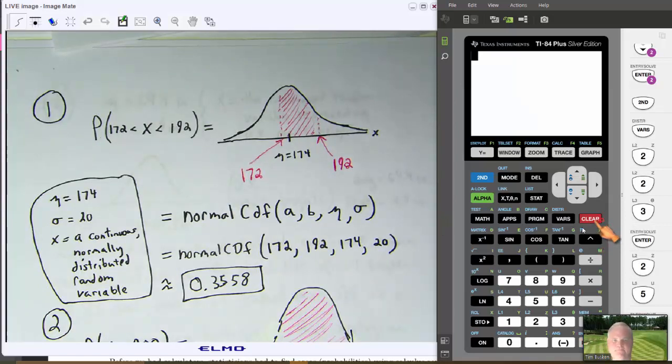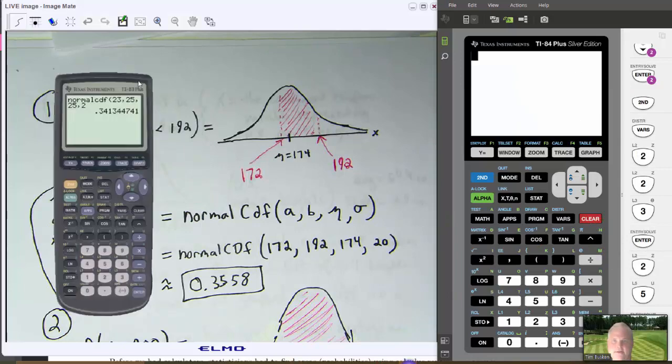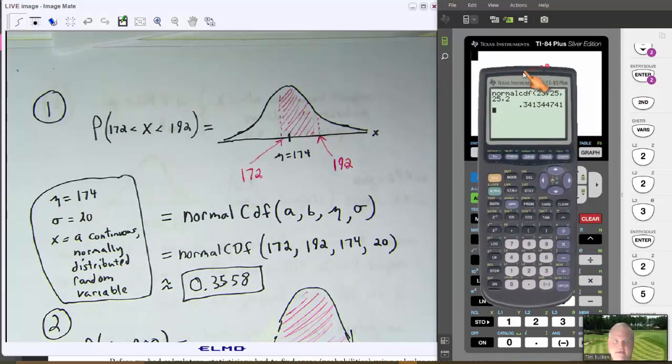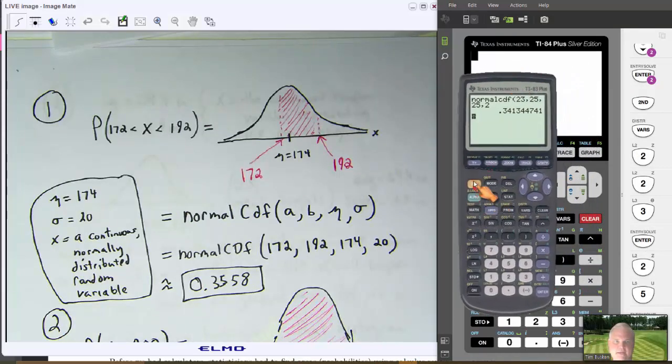So over here on the calculator, that's real easy to find that probability. We're just going to press second vars 2 and type in 172, 192, 174, 20, and then hit enter. And I rounded to the 10,000ths, so that's how I got that answer.